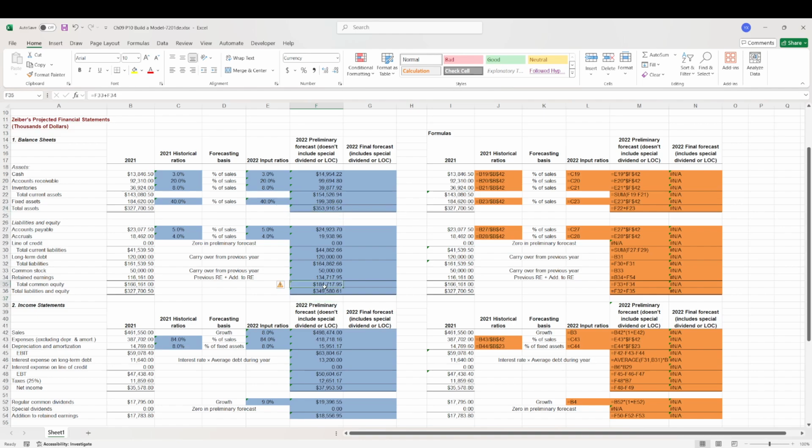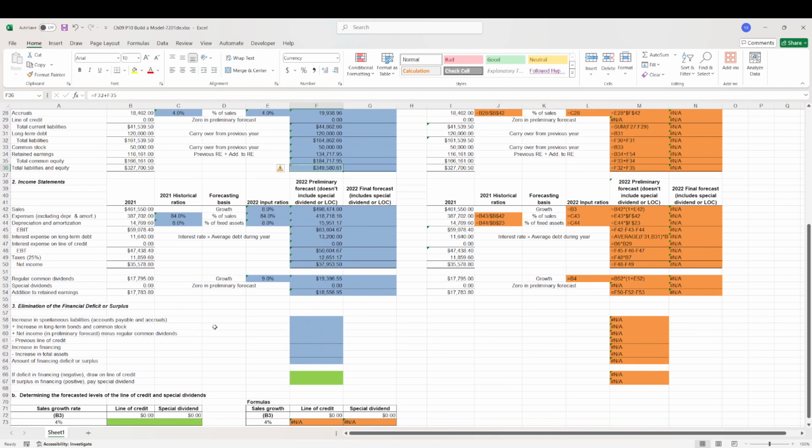So if you look at these two numbers, there's a gap, right? Which is supposed to be filled by the line of credit, right? So then we just need to figure things out down here. Figure out the financial deficit or surplus. So you just follow whatever it's saying here.